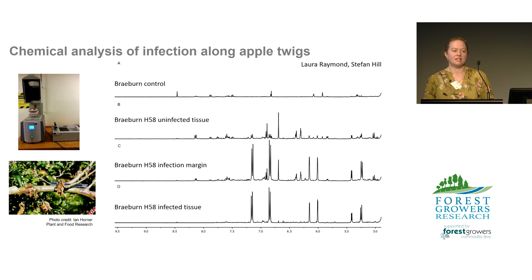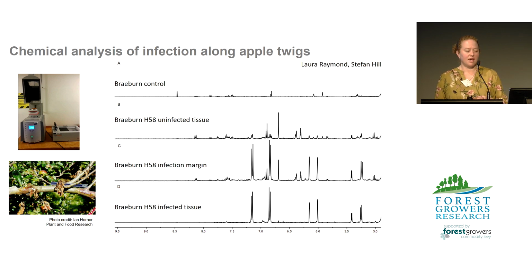Now when we look at chemical analysis along an apple twig, this was done with some Braeburn twigs, and what was done was the twig was infected at one end, and then chemical analysis was done along the length of that twig. So the top line is the control, so there was no infection. The second line is uninfected tissue on the infected twig, where the sample was taken a long way away from where the inoculation was done. The infection margin is where the infected area and the non-infected area interact. And then the infected tissue is obviously the lesion, the yucky tissue where the infection has occurred.